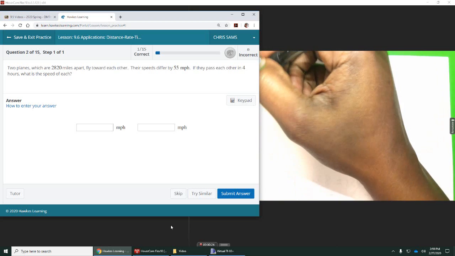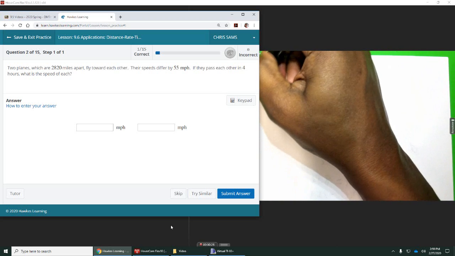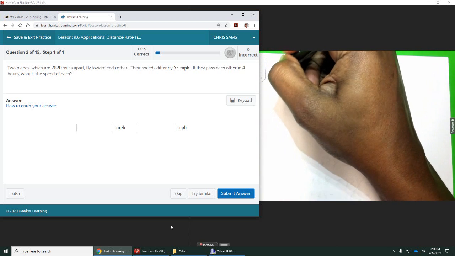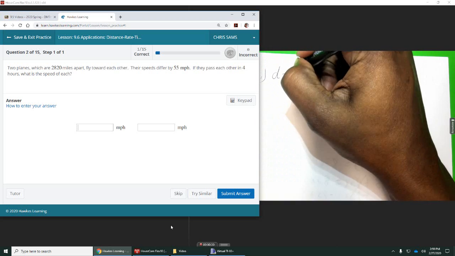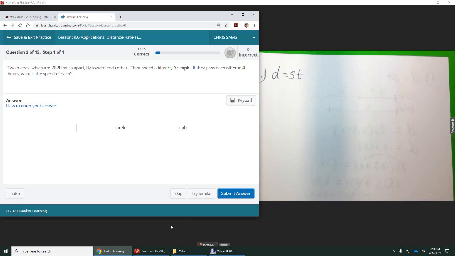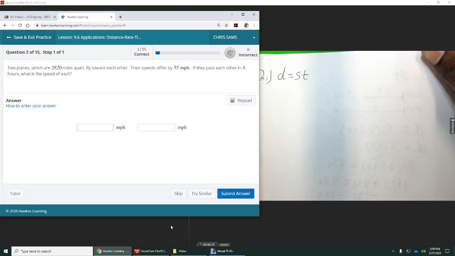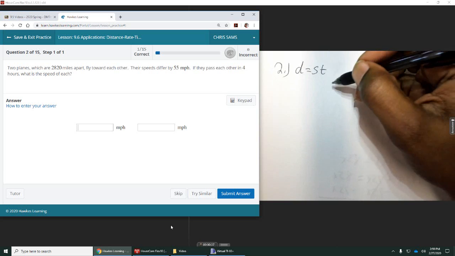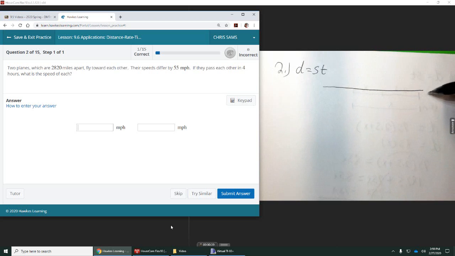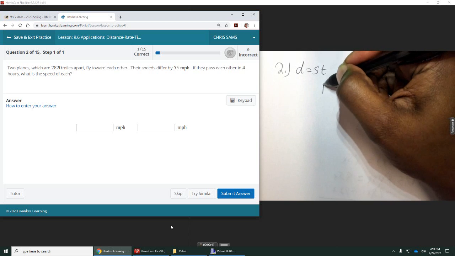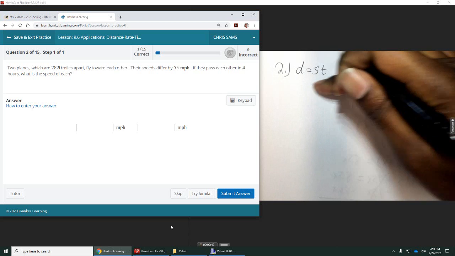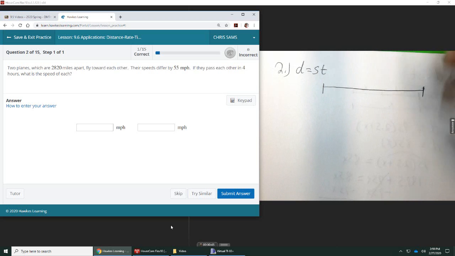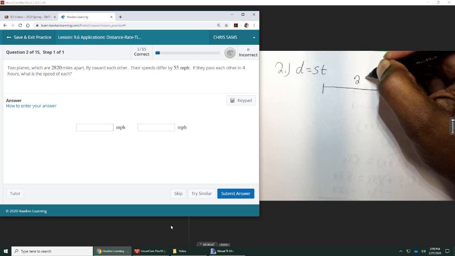Okay, so again, we're going to be looking at the distance formula for this problem. Distance equals speed times time. And the scenario here, we have two planes flying toward each other. They told us that the total distance they are apart is 2,820.